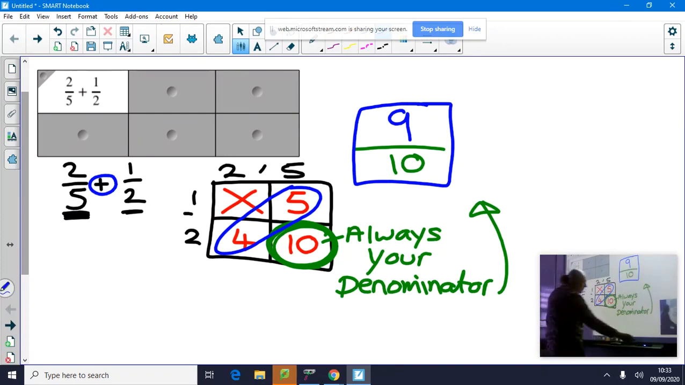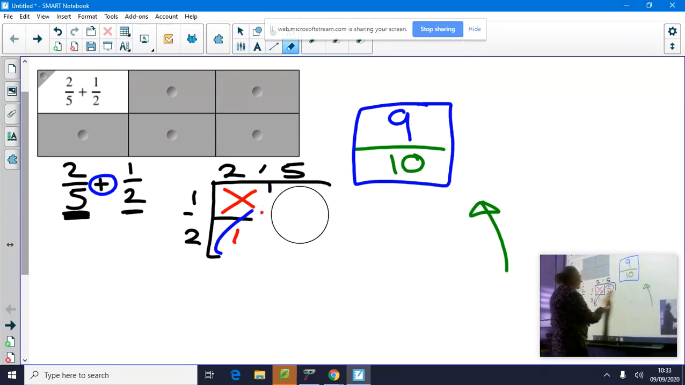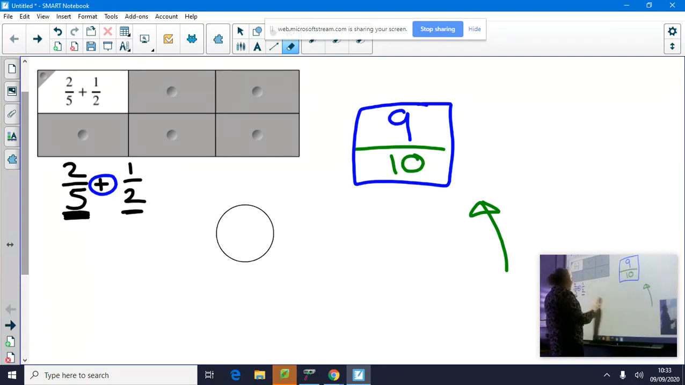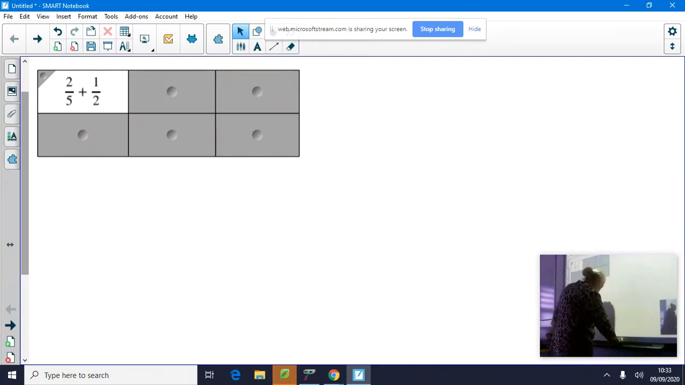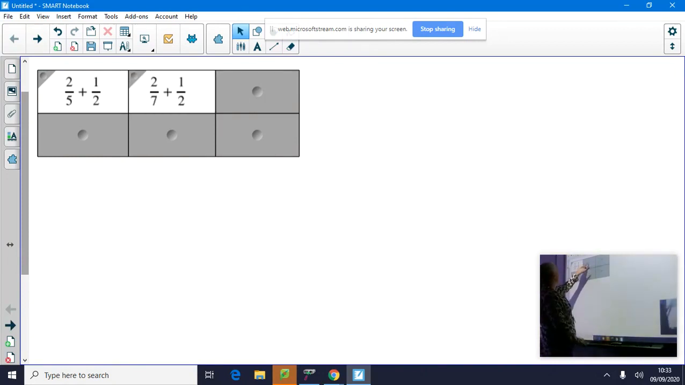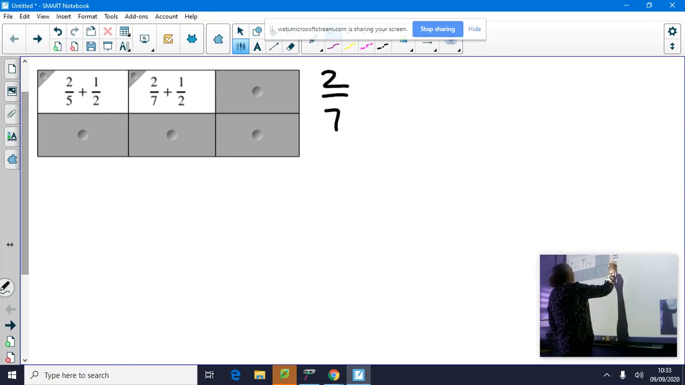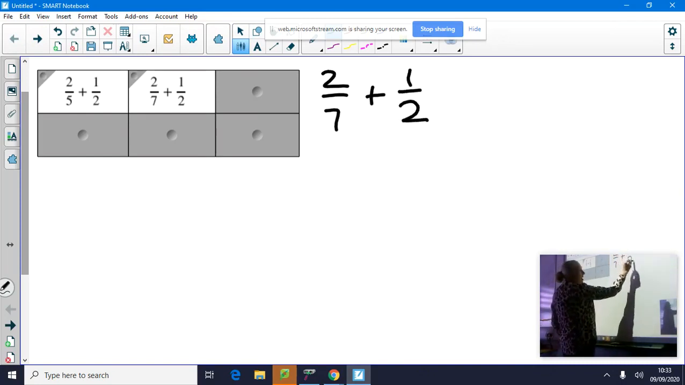Let's do another one. I'm going to go slightly quicker. Let's get rid of that. Which one we got now? Oh, let's put it up here, 2 sevenths plus a half.